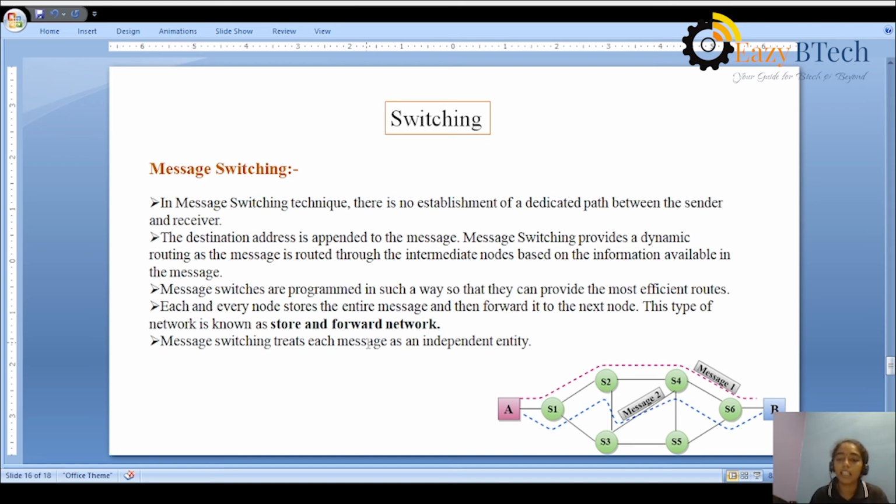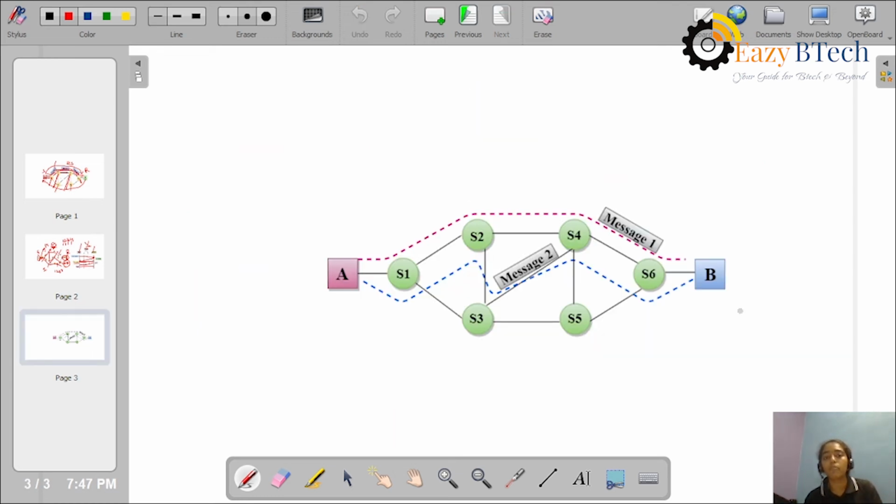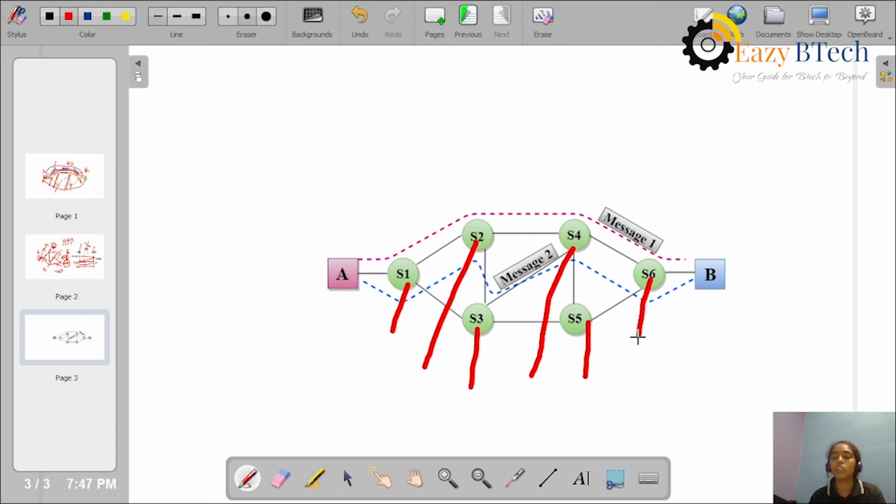Let us see the diagram of message switching. We get a clear idea about message switching. This is the diagram of message switching. See here, the messages use different circuits. This is the store and forward network concept. By using these circuits only, the messages are transferred from source to destination.